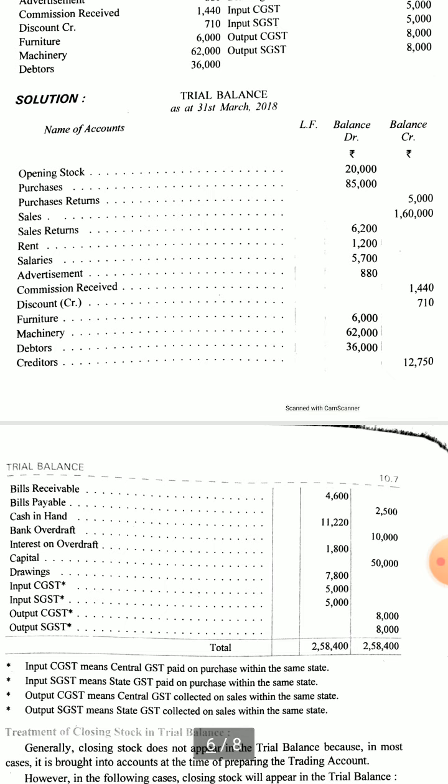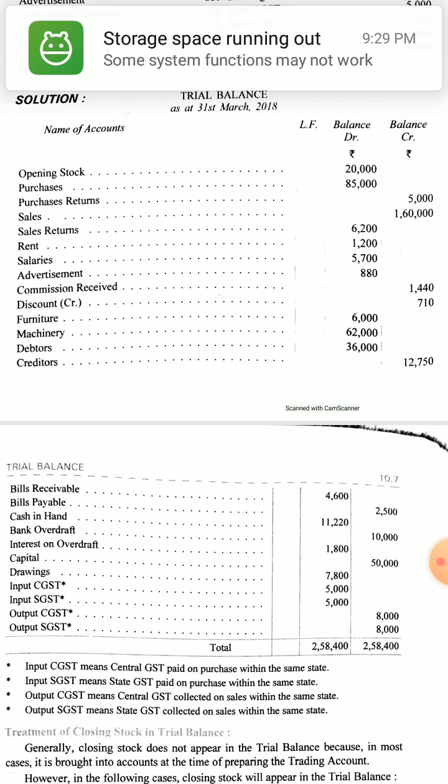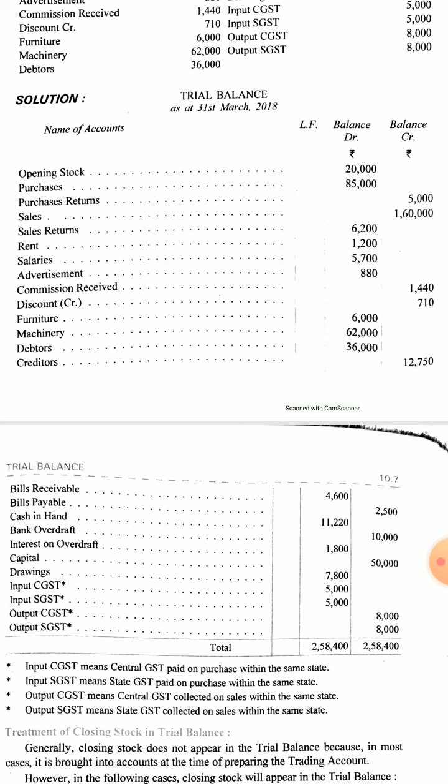Again, rent, salaries, advertisement, etc. are expenses under nominal account, so it must be written in debit side. Again, commission received and discount, these are income, so these always have credit balance. Again, furniture and machinery are assets, so they will have a debit balance, so it will be written in debit. Again, debtors is a personal account, but is an asset for us because they will pay us later, so debtor will be written in debit side and creditor will be written in credit side.